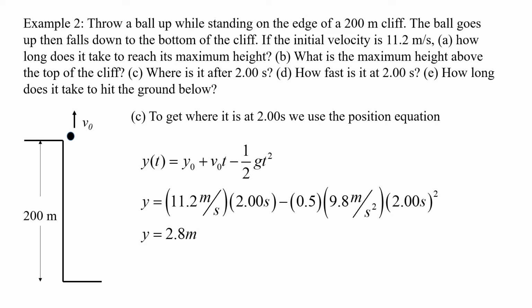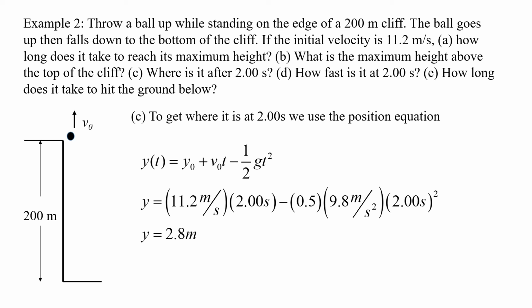Okay, so part C, it says, where is it after 2 seconds? All right, so we just use the position as a function of time equation and use 2 seconds for the time and find out where it is. So again, our initial position, y0, we're calling that 0. So we have y equals v0t minus 1/2 gt squared. So we have 11.2 meters per second times the 2 seconds minus the 1/2 g and the 2 seconds squared. I crunch those numbers, we get 2.8 meters.